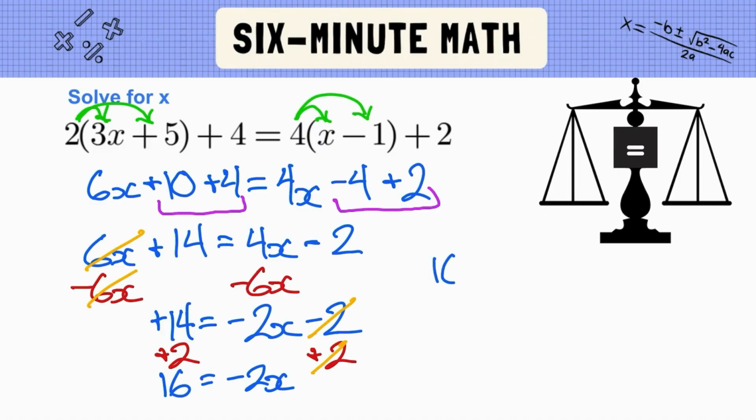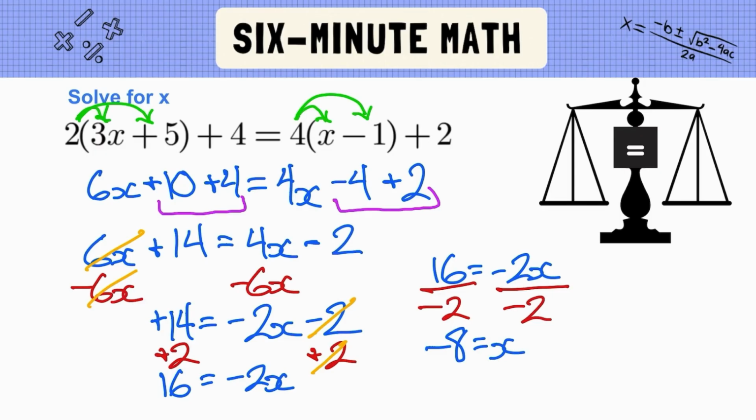I will rewrite that to give myself some more space for my last step of dividing by that coefficient of my variable. So I'm going to divide both sides by negative 2. 16 divided by negative 2 is negative 8, and that's going to equal x because my negative 2's cancel out as they are opposites. And then I'm always going to write my variable first, so x equals negative 8.